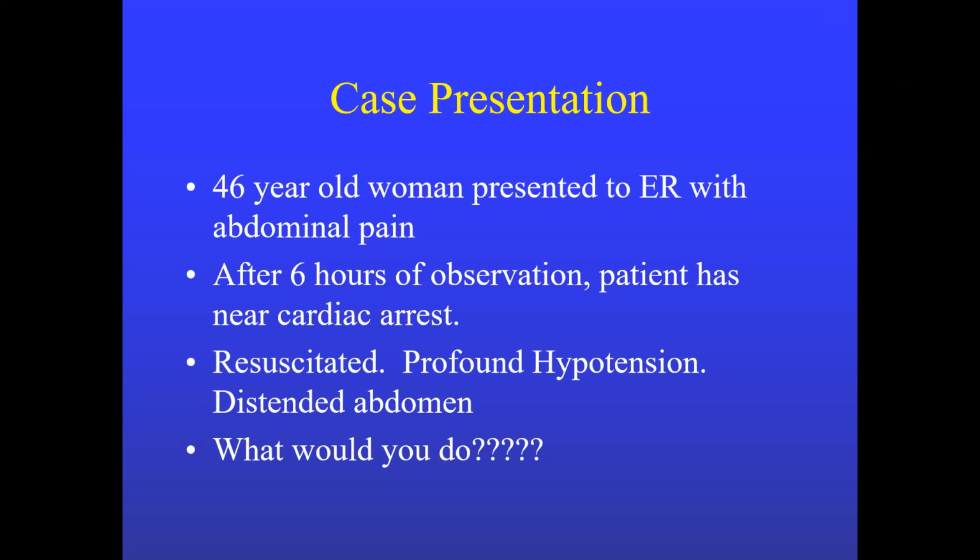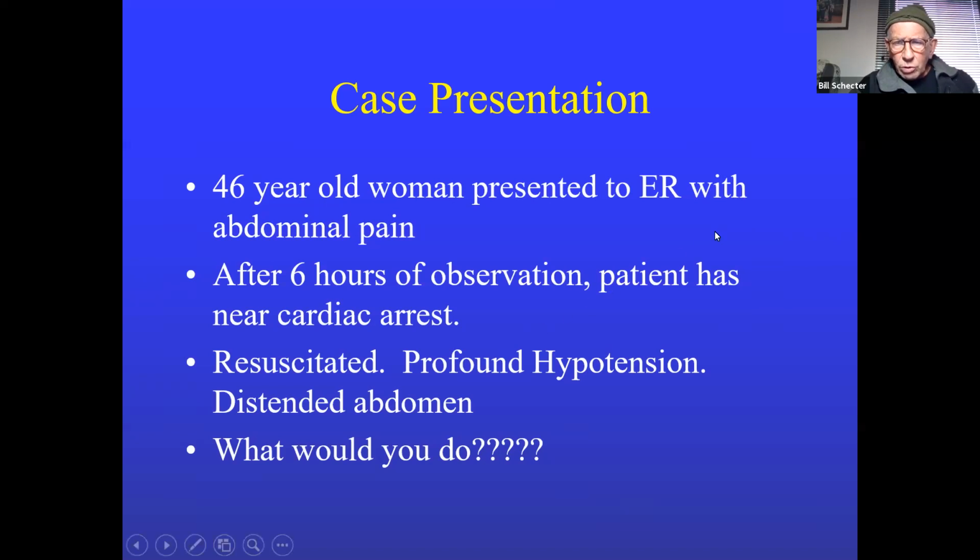Okay, so they resuscitate her, intubate her. She's profoundly hypotensive, has a distended abdomen. So the question is, what would you do? So let's say Anthony Paliango, do you want to answer that question? There's no wrong answer. Here you are in the emergency room. You've got this patient who had been sitting in the emergency room. Suddenly the pressure dropped. What are you gonna do here? He's got a distended abdomen, hypotensive, 6 hours in observation for abdominal pain. What do you want to do?